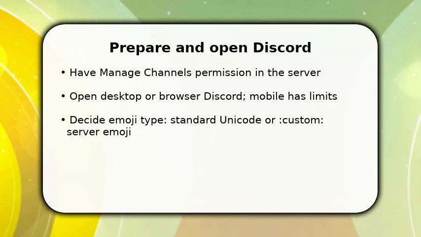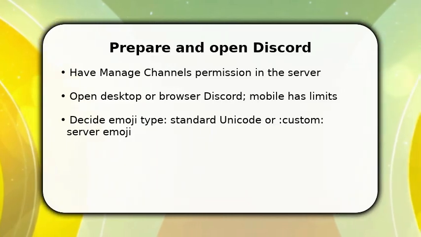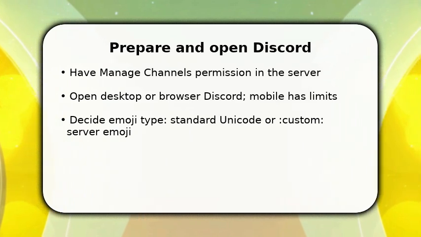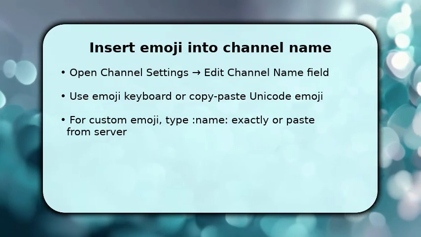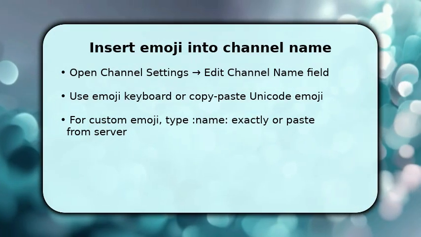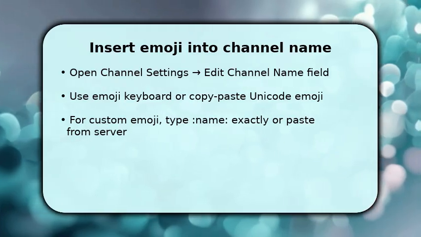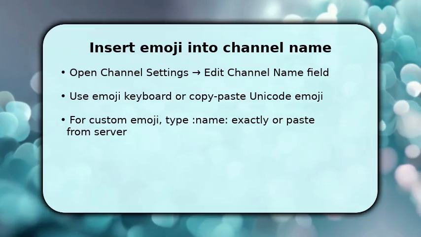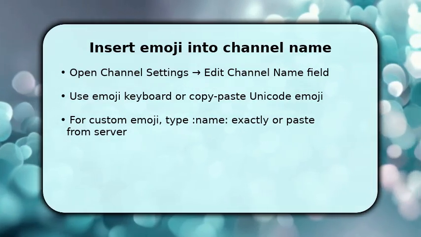Once ready, navigate to the target channel in the server sidebar and right-click, or tap the settings gear to begin renaming. You now edit the channel name field. Click Edit Channel, place the cursor where you want the emoji, and paste or type it. For Unicode emoji, use your OS emoji picker, Win+., or copy from a source and paste directly.